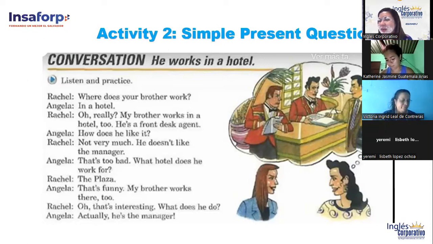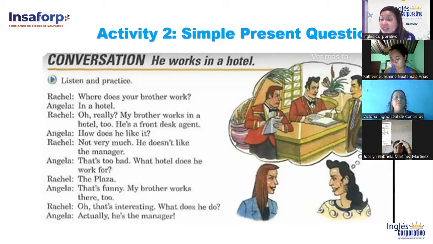Okay. Excellent. So in this conversation, they are talking. Who are they talking to? What is the topic of the conversation? Her brother's work, right? It is about her brother. Angela's brother, right? Where does Angela's brother work? In a hotel, exactly. And what does he do at the hotel?